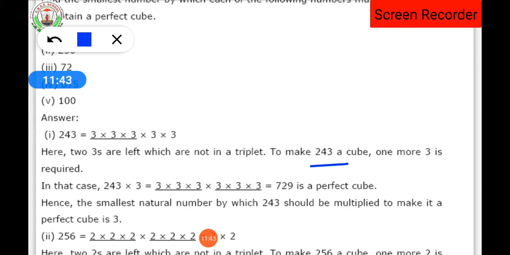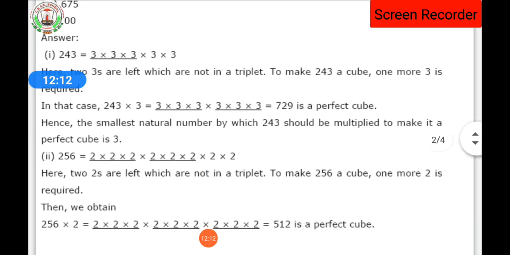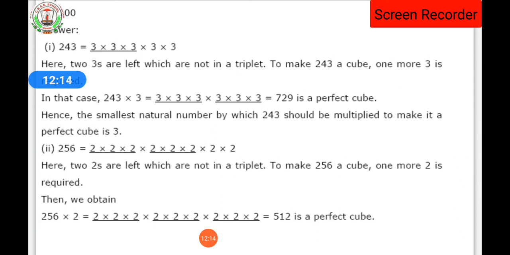In order to make it a perfect cube, what are we going to do? We are going to multiply 3 on both sides, isn't it? So while multiplying 3 on both sides, that means 243 will be multiplied with 3. You will get the required answer as 729, which is a perfect cube. Hence the smallest natural number by which 243 should be multiplied to make it a perfect cube is 3. Clear?